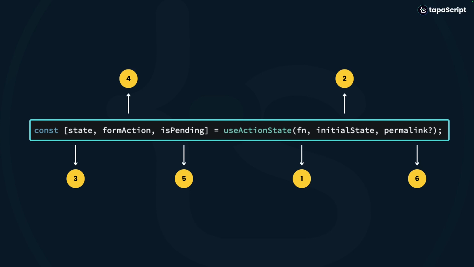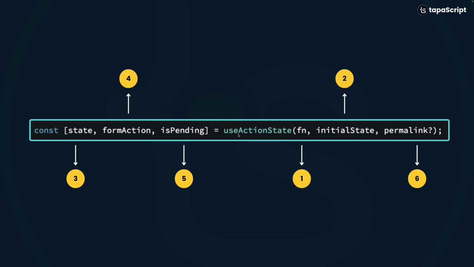Okay, so first we are going to start with fn. The fn is marked with 1. This is a function that should be called when we submit the form or a button is pressed, that kind of situation. Now, when this function is called, it automatically receives the previous state value. When it is called for the first time, it receives the value that you pass in the initial state.